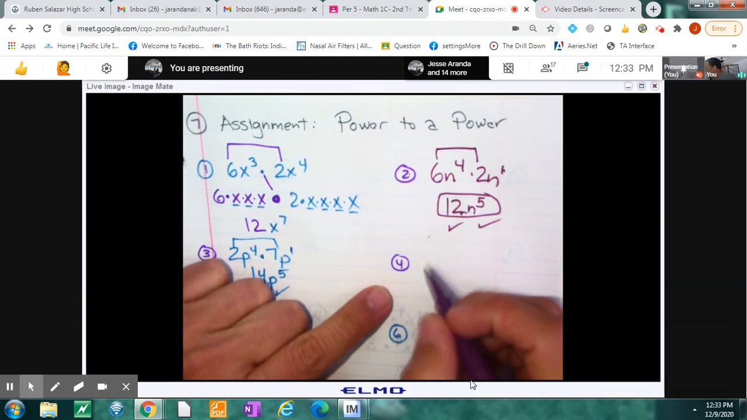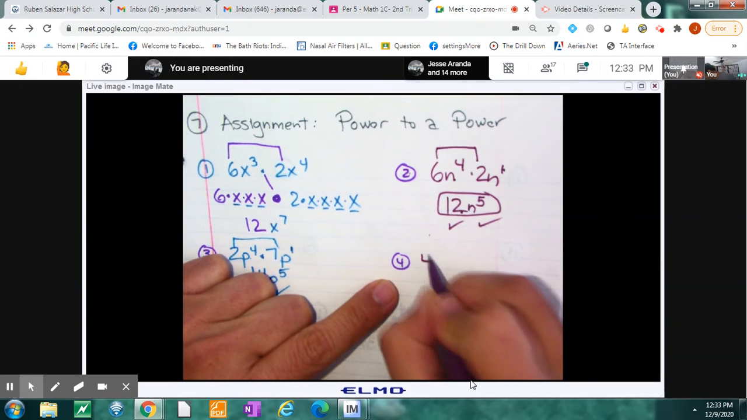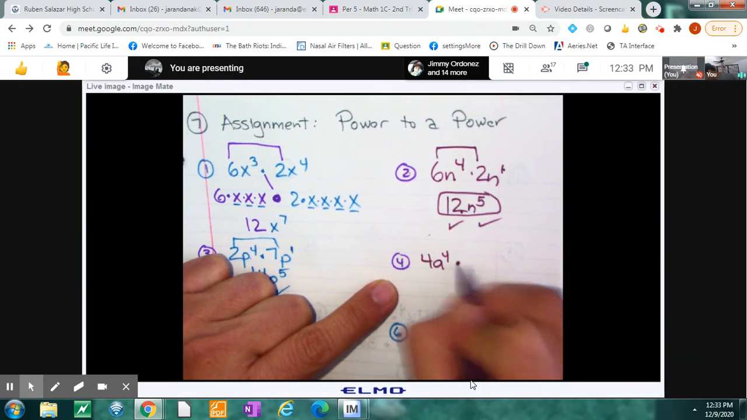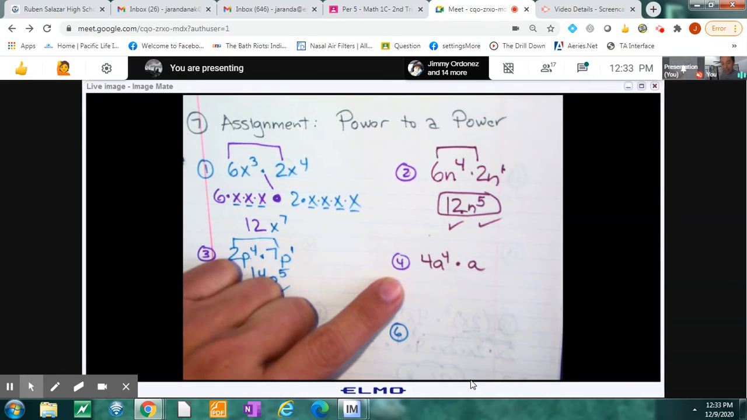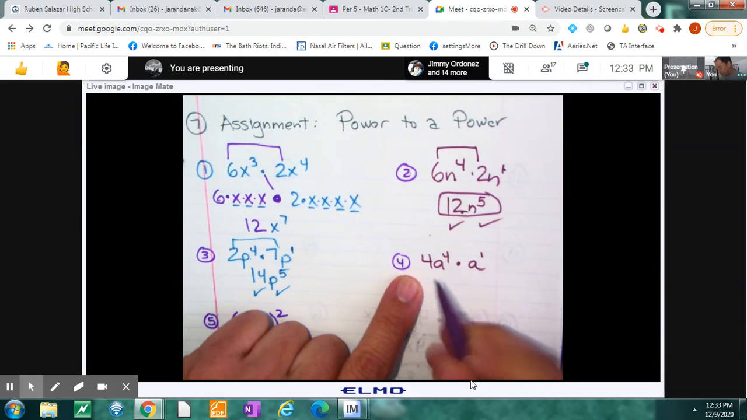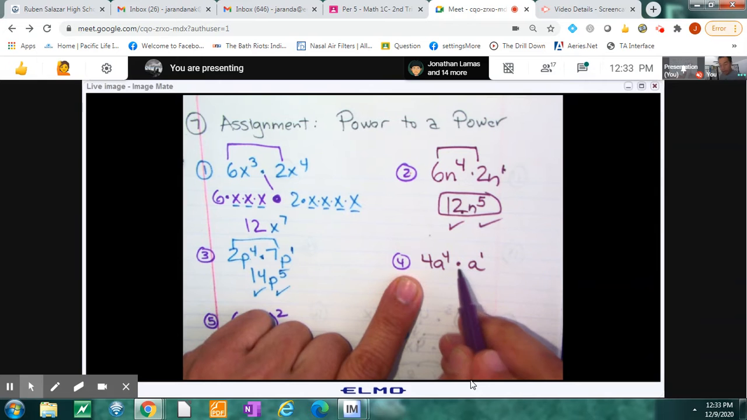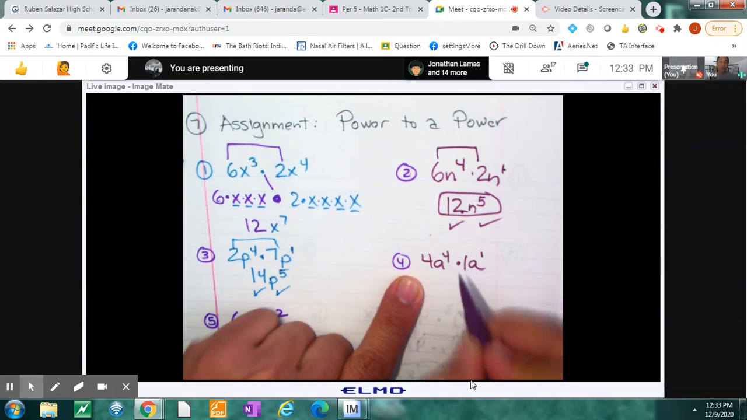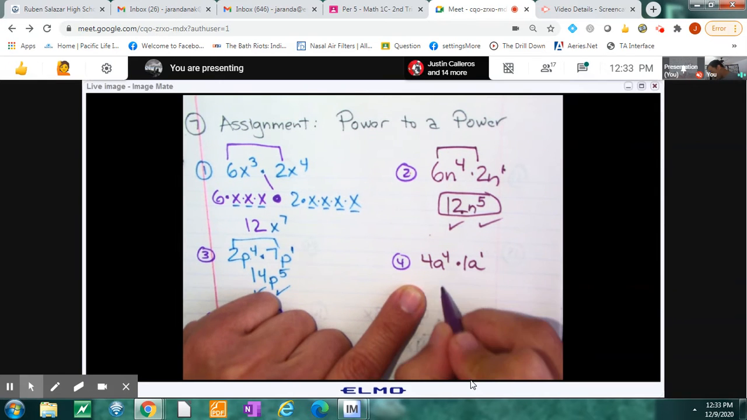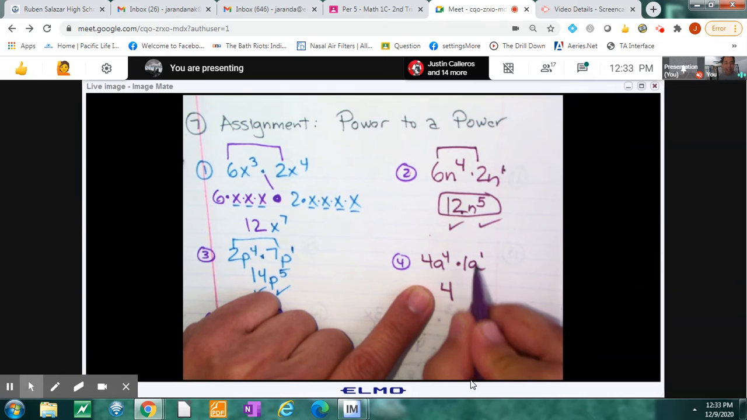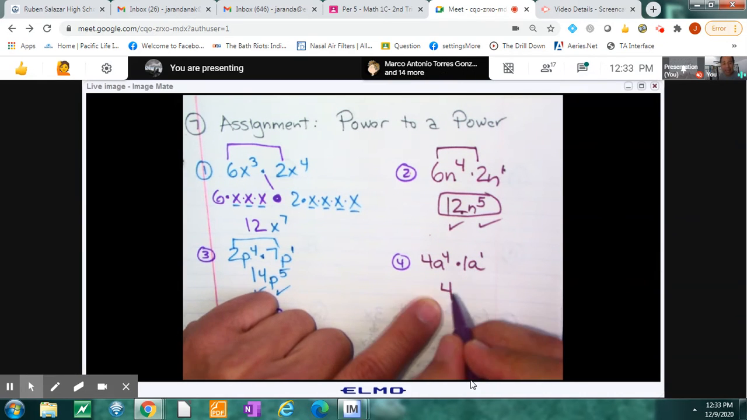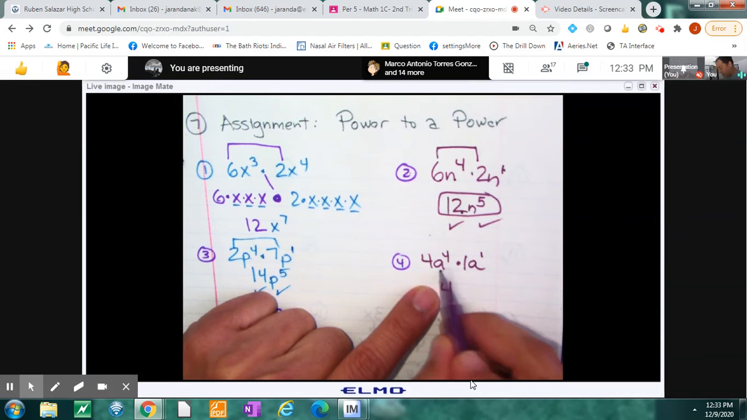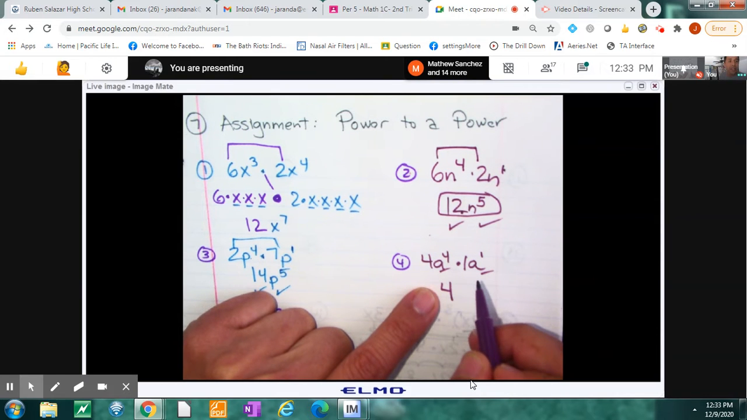All right, here we go. So we got 4a to the 4th times a, right? Again, that's a to the 1. So 4 times, there's nothing, right? But there is something. It's an invisible 1. So 4 times 1 is 4. And how many a's are there? Justin Calleros, how many a's do I have? If I have 4 and then 1 more, how many altogether?